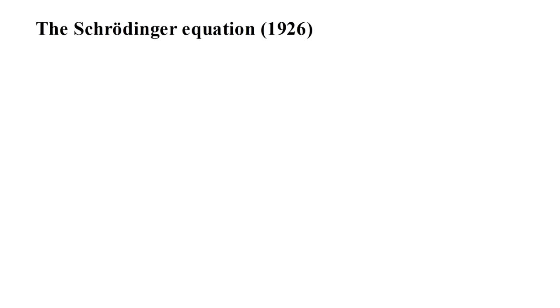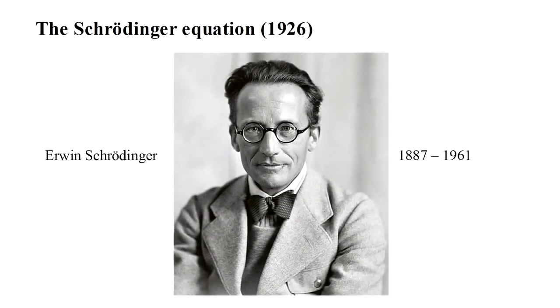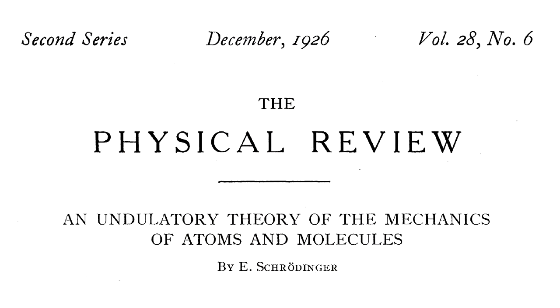Welcome. The Schrodinger equation, published in 1926 by Erwin Schrodinger, is practically synonymous with quantum mechanics. It is the primary key which unlocks the secrets of the atom and of chemistry, and which describes what Schrodinger called an undulatory theory of the mechanics of atoms and molecules.